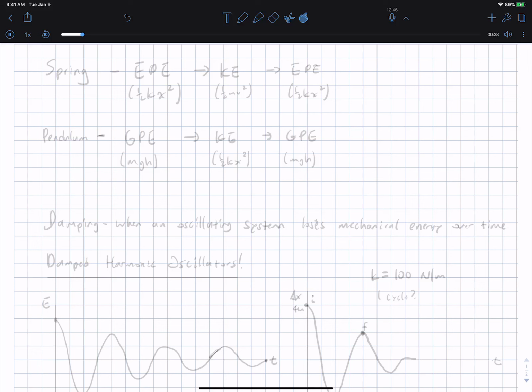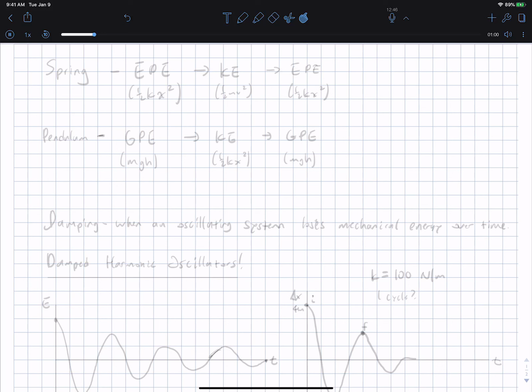Another system that exhibits simple harmonic motion is a pendulum, right? The more you displace it from its original equilibrium point, the more force it has and the more it wants to swing back to its equilibrium point.